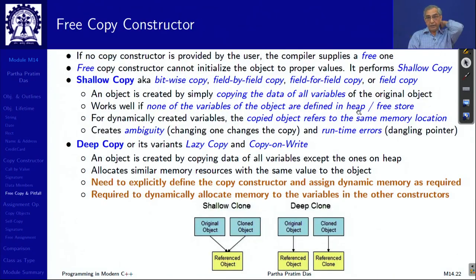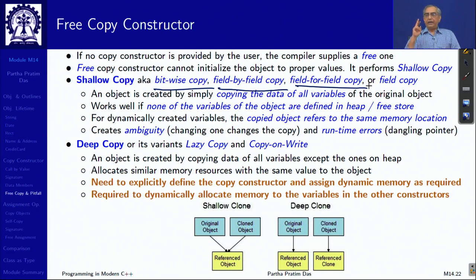Now, like the constructor, if you do not provide a copy constructor, then the compiler will give you a copy constructor. If you have not given a copy constructor and you are using that object of that class in call by value or return by value, then certainly the compiler needs a copy constructor. So, it will provide you a free one. Now, it does not know what to do, so it just copies the bit pattern. Whatever the object had, it copies the bit pattern. This is called the bitwise copy, fieldwise copy, field for field copy, and so on.